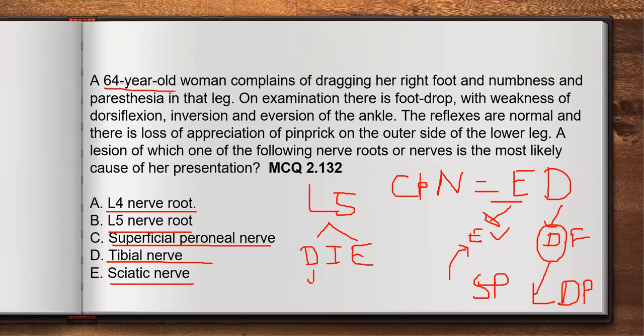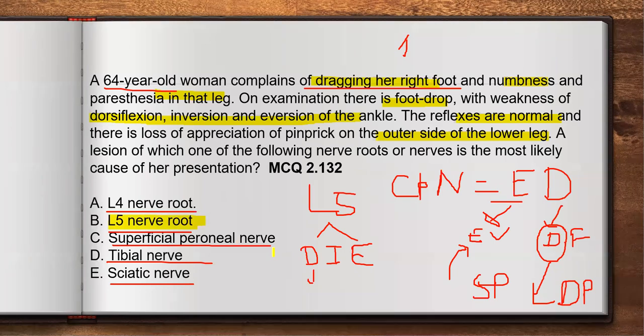Now come to the question. 64-year-old woman complaining of dragging her right foot. Dragging right foot means foot drop, right? And numbness, paresthesia in that leg. On examination, there is foot drop, weakness of dorsiflexion, inversion, and eversion of the ankle. So DIE, that means die. Reflex are normal. Loss of sensation on the outer side of the lower leg. Outer side of the lower leg is the lateral side, which means it's the L5 nerve root. Reflex normal. You have got your motor function. So which of the following nerve root is most likely cause of her presentation? L5 nerve root.